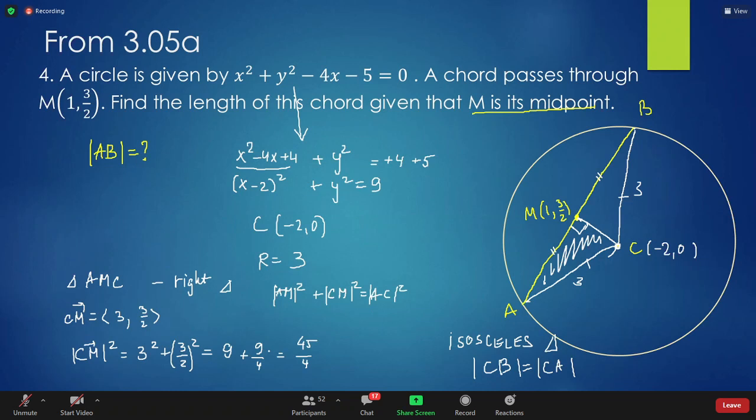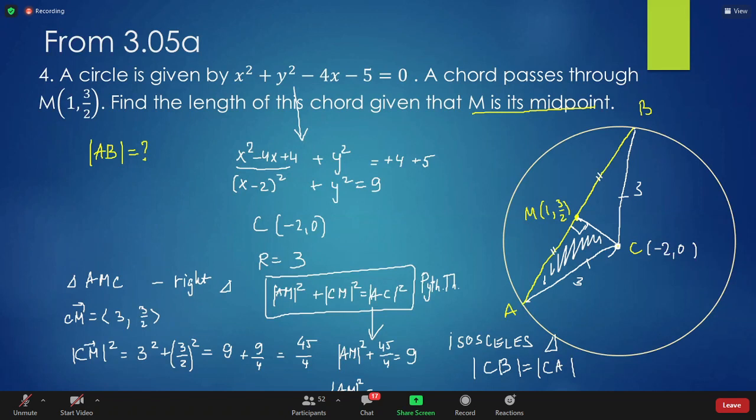So now looking at this, that's the Pythagorean theorem. From that, AM is something that we don't know. So AM squared plus CM squared, that is 45 over 4, equals AC squared, that is 9. That is 9. So AM squared is evidently 9.